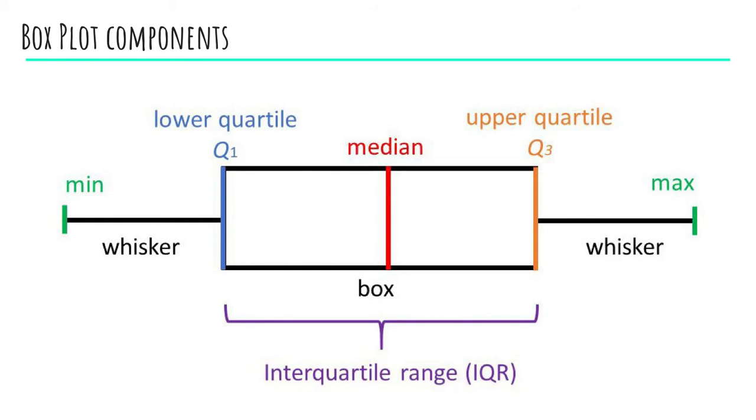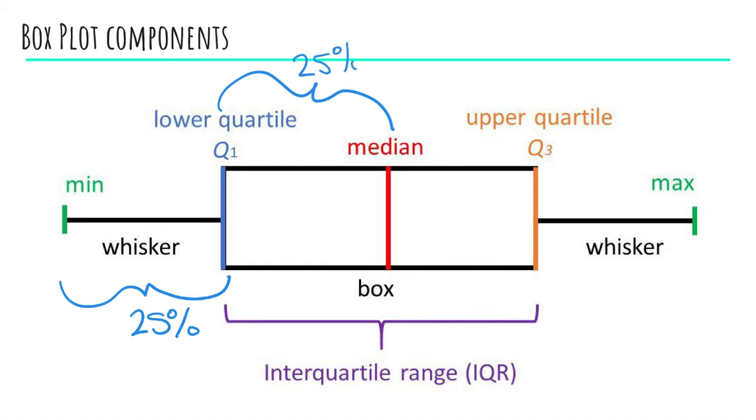From the minimum to the lower quartile, Q1, you will find that it contains 25% of the data. From the lower quartile to the median is another 25%. From the median to the upper quartile, there is another 25% of the data. And finally, from the upper quartile to the max, there is the final 25%.